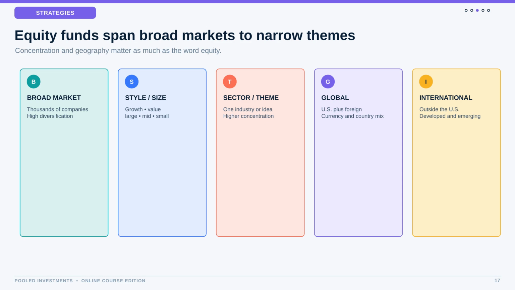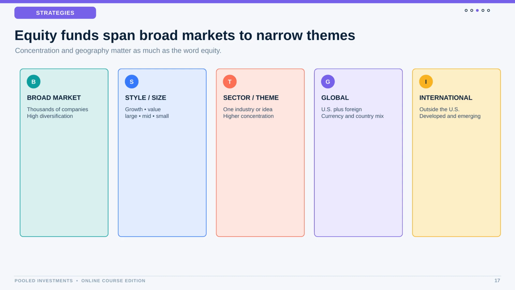Equity funds can be organized along several dimensions. Broad market funds hold many industries and companies. Style funds emphasize growth, value, or capitalization range. Sector funds concentrate in one industry and therefore offer less diversification. Global funds may include U.S. and foreign securities, while international funds generally focus outside the United States. Regional and emerging market funds add currency, political, liquidity, and governance exposures. A fund category is a starting point, not a risk score. A diversified foreign stock fund and a concentrated technology fund may both be called equity funds, yet they solve very different portfolio problems.